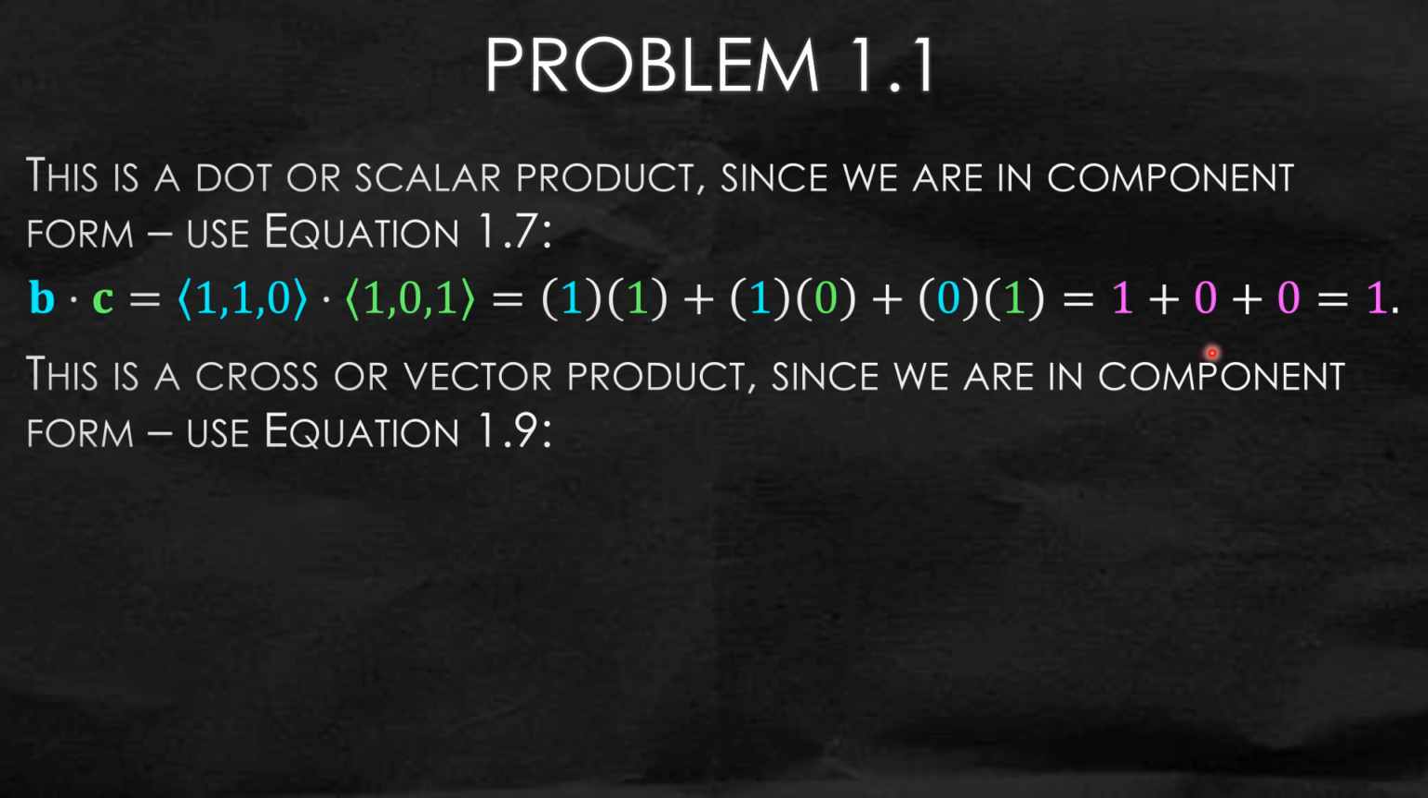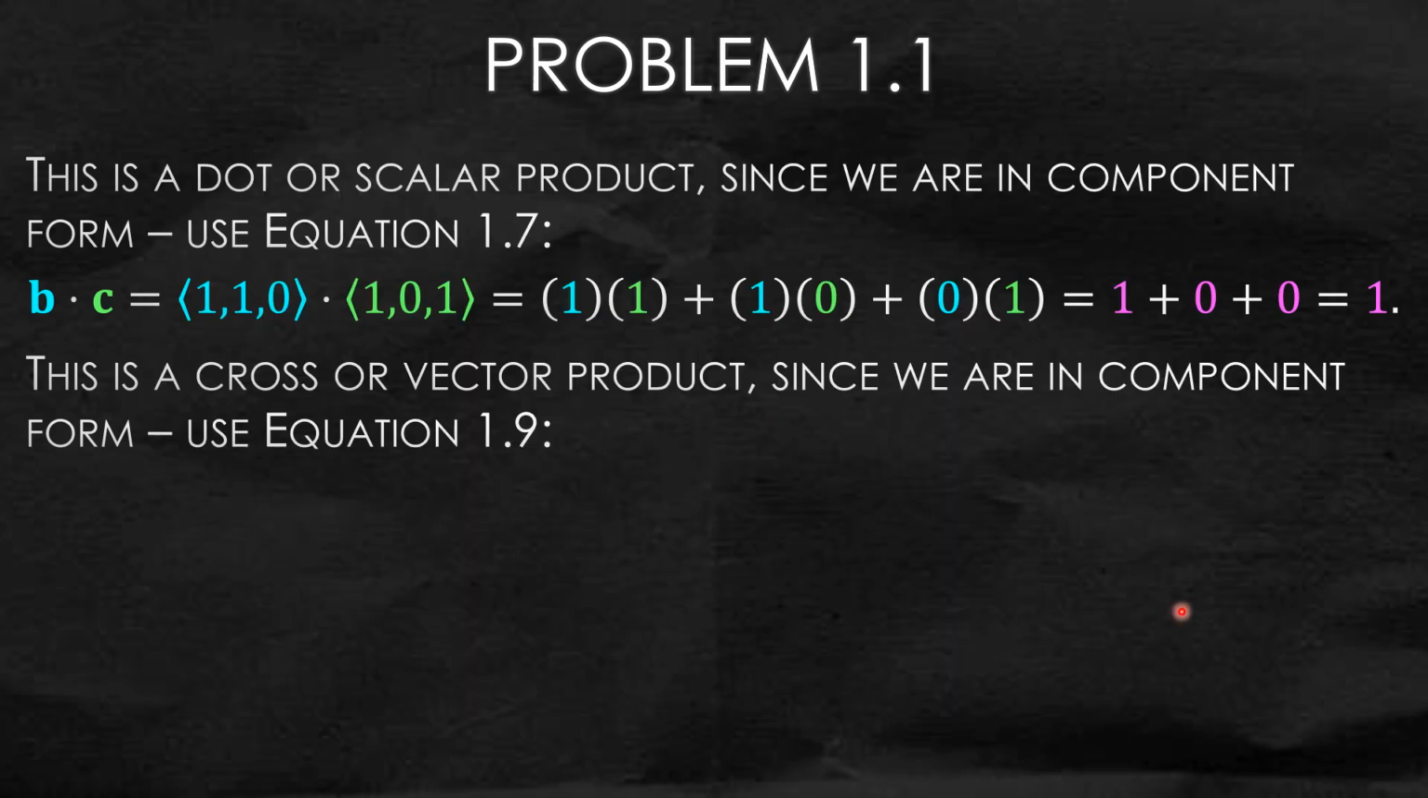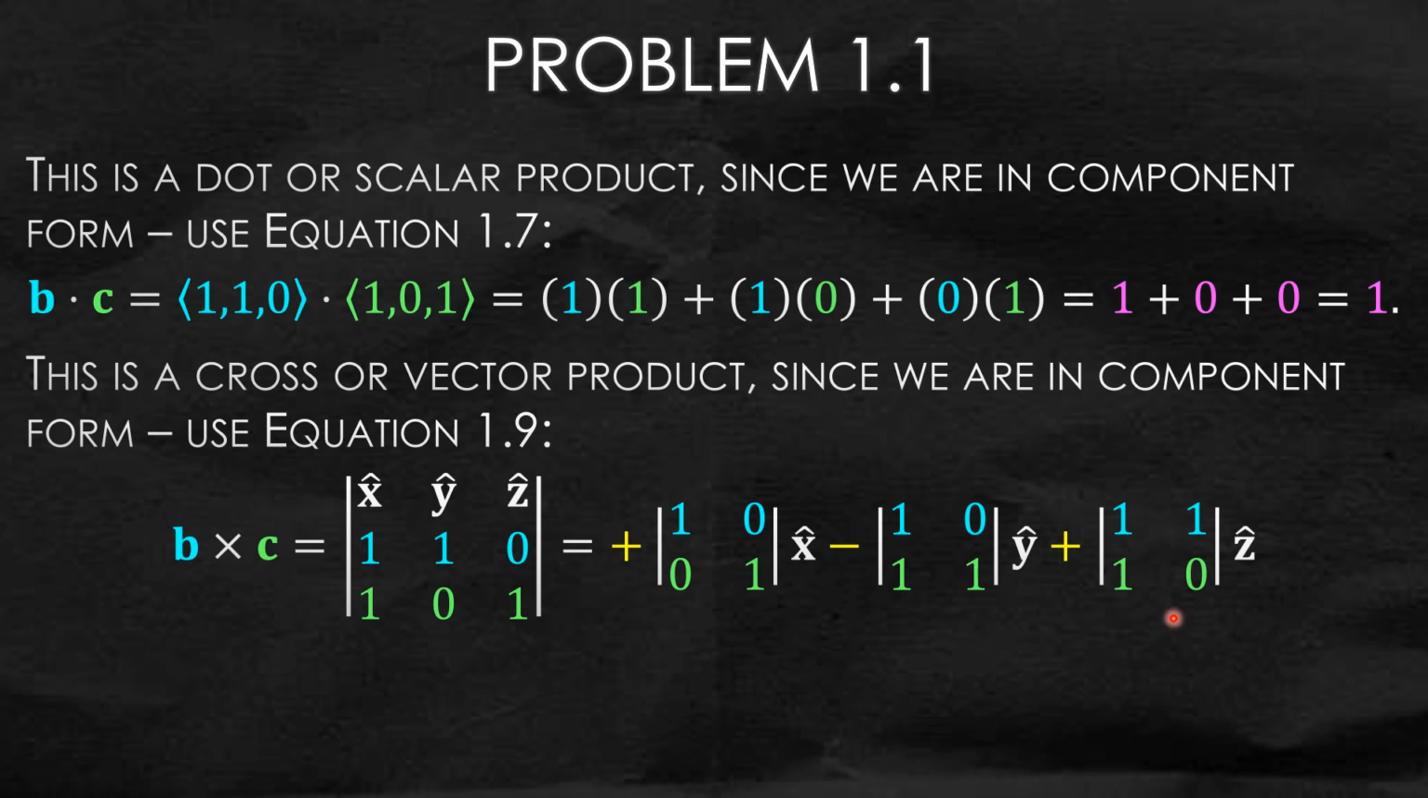Now, its counterpart, the cross or vector product. Since we're in component form, we could use equation 1.9, which is in a determinant form. And from here, we see that B cross C, this determinant becomes a little nasty. And if you're not comfortable with determinants, be sure to check out video 8.8 in the linear algebra appendix playlist, which covers this in a large amount more depth than what we're going to do here.